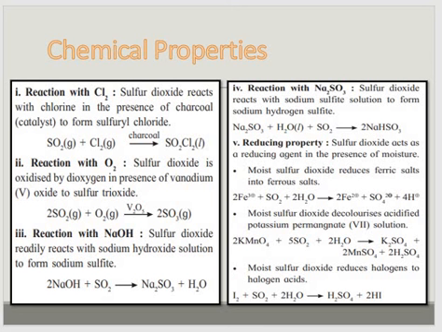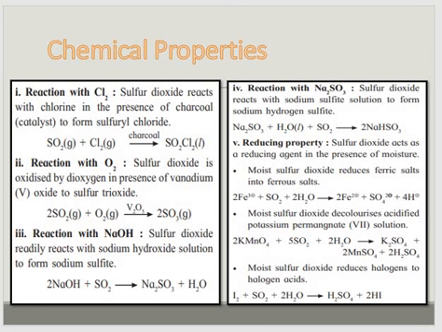The reaction of sulfur dioxide gas with sodium sulfite in aqueous medium will give you sodium bisulfite with chemical formula NaHSO3. NaHSO3 is also called sodium hydrogen sulfite. Reducing property: sulfur dioxide acts as a reducing agent in the presence of moisture. Moist sulfur dioxide reduces ferric salt into ferrous salt.